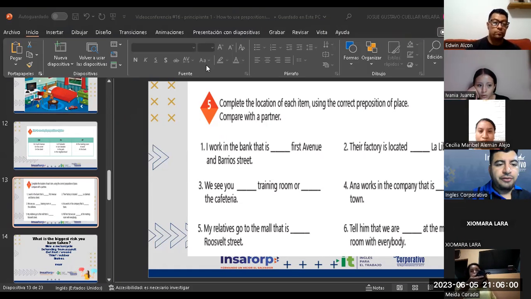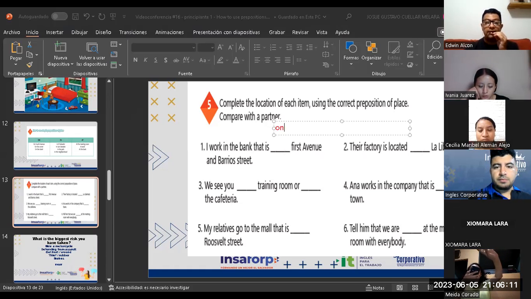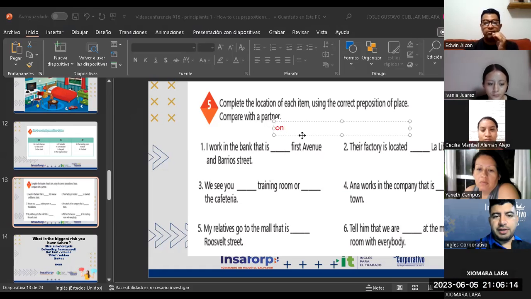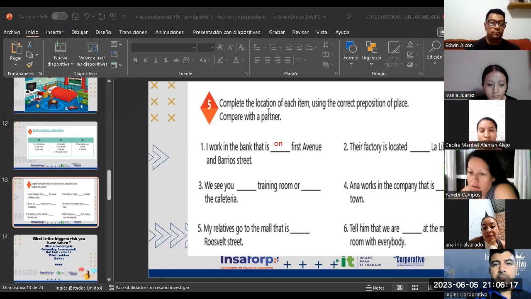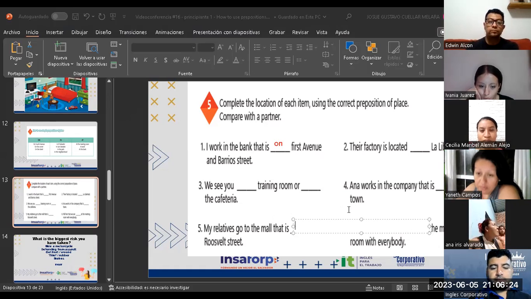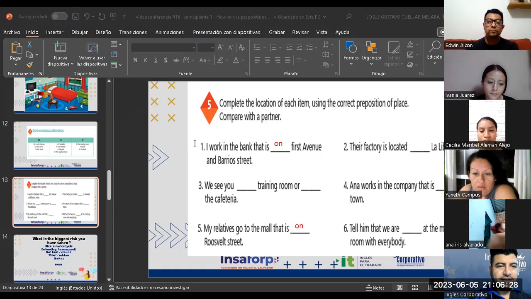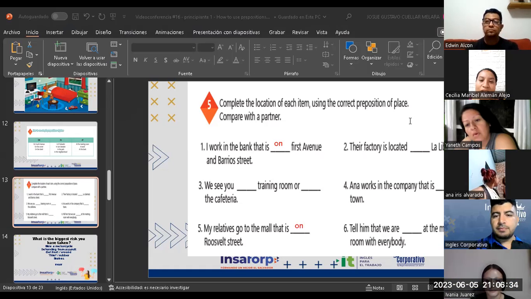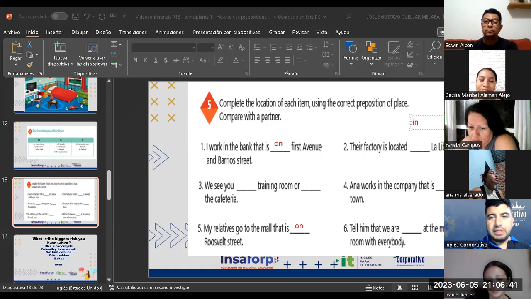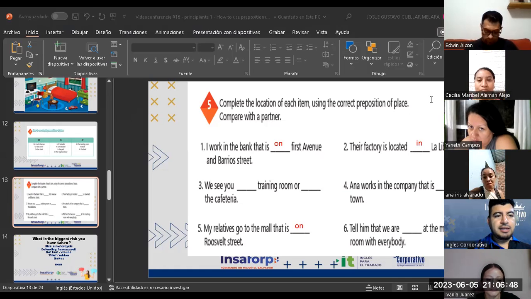Okay. Here we have the first, Edwin, and then Ivania. Okay, Edwin, what number? Okay. Number one, please. I work in the bank that is on First Avenue and Barrios Street. Yeah, very nice. Ivania and Ceci. Number five. Yeah. My relatives go to the mall that is on Roosevelt Street. Perfect. No problem, right? Ceci and Janet. Number two. Is located in La Libertad. Yeah. Easy. Super fácil. Okay. Here we go with Janet and Iris.